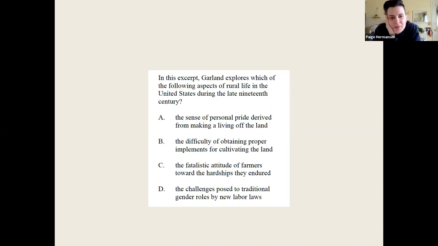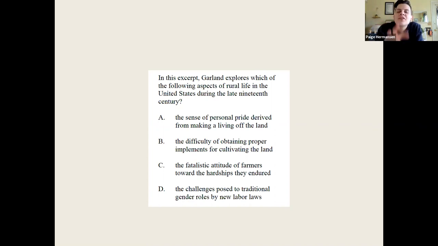Okay, what about B? The difficulty of obtaining proper implements for cultivating the land. No, Emily, you're right. That is way too specific. It doesn't say anything in that passage about implements, about getting rakes or hoes or whatever you need to till the land back in these olden timey days. Doesn't say anything about that. So we can say no. So we've given ourselves a 50-50 shot here.